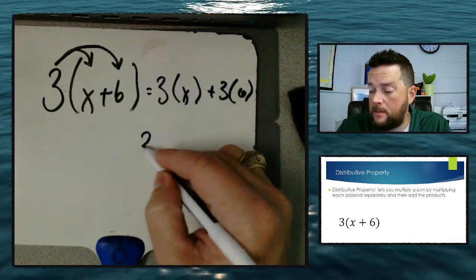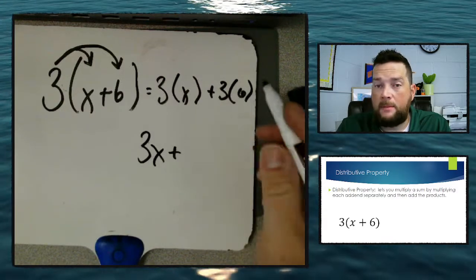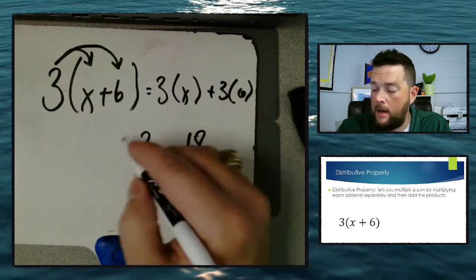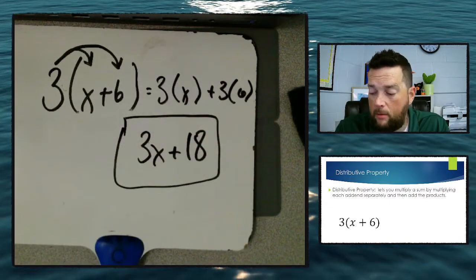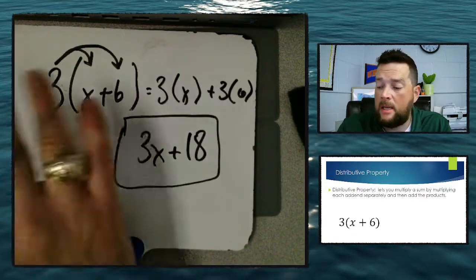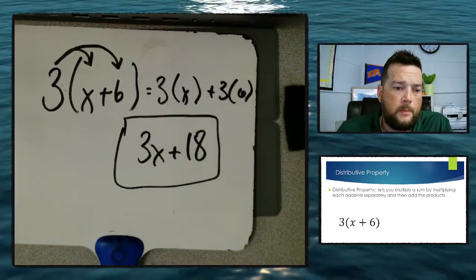3 times x, that's just 3x. Keep our plus sign right there, and then 3 times 6, that's 18, right? So that is the correct answer using distributive property. So 3 times x plus 6 simplifies to 3x plus 18.